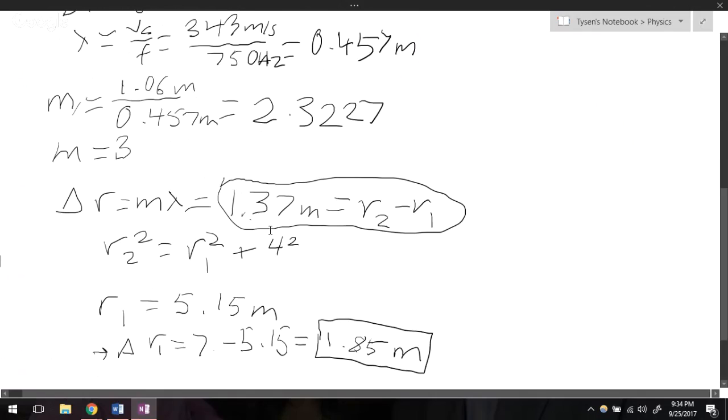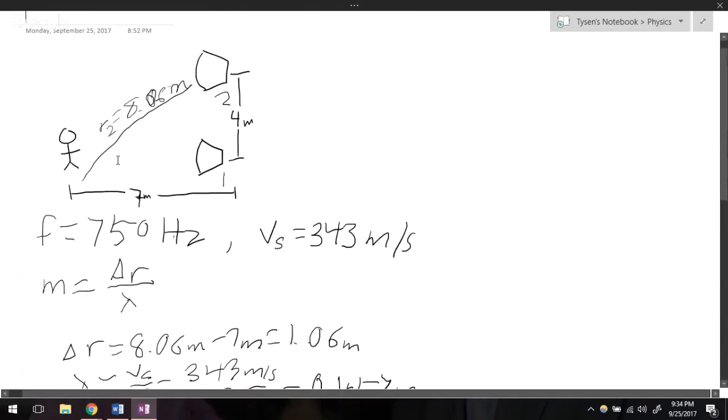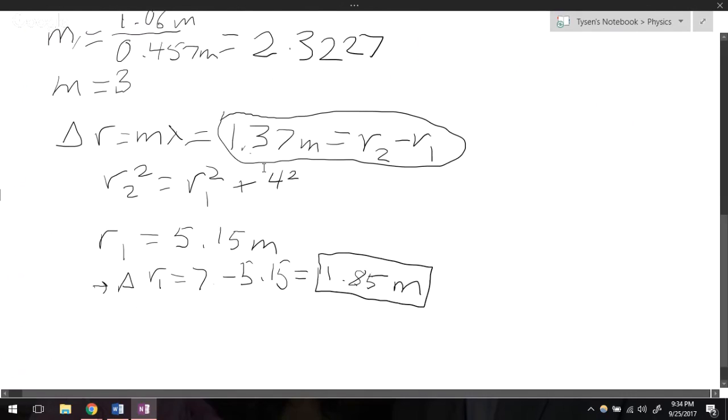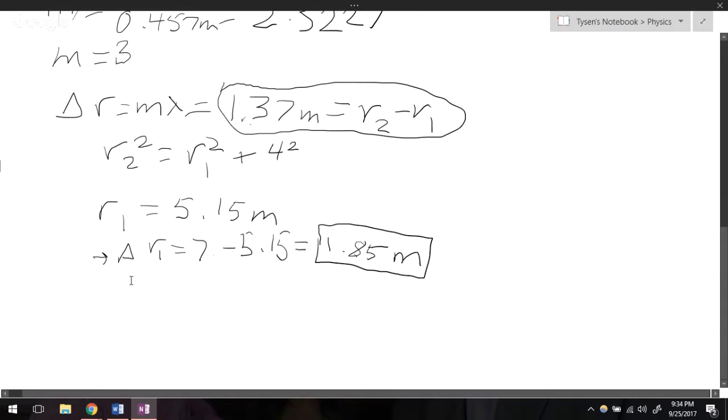That's the distance between the observer's new position and speaker 1. So to find how far the observer has to move, you simply take the original position minus their new position, and you get 1.85 meters. And that's it.